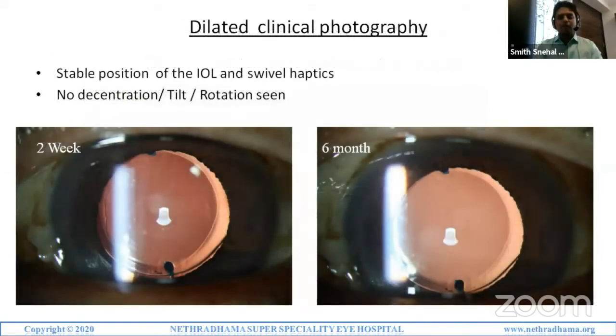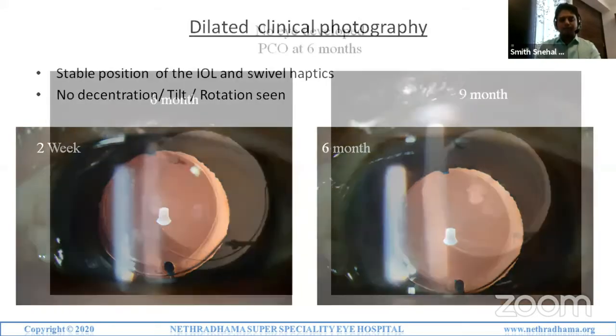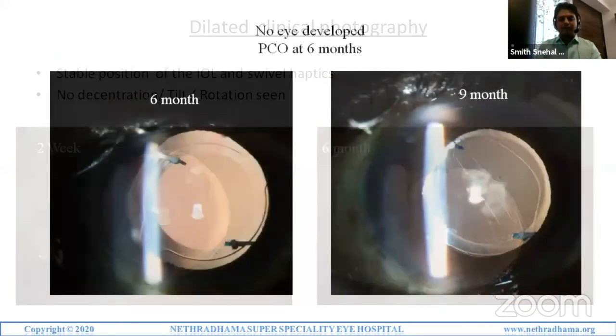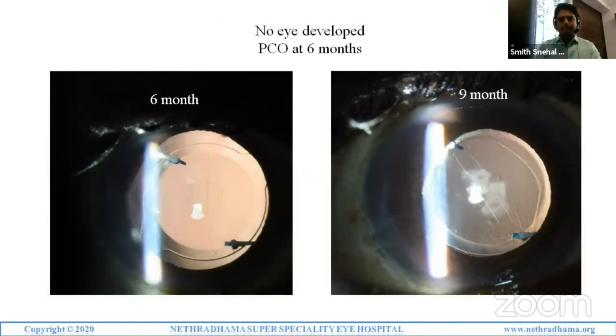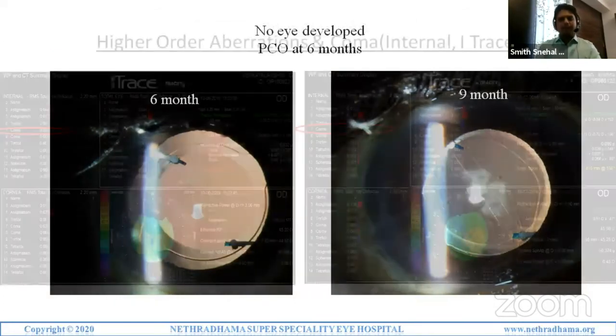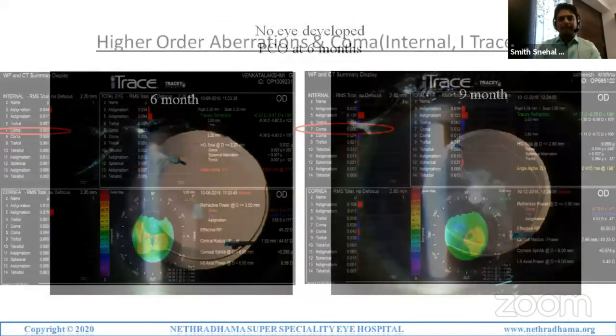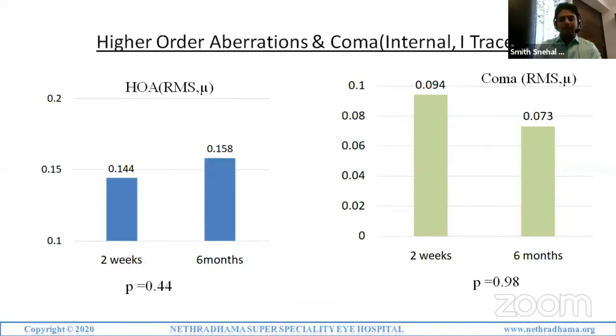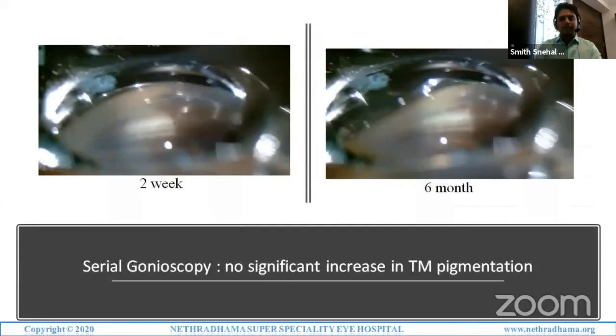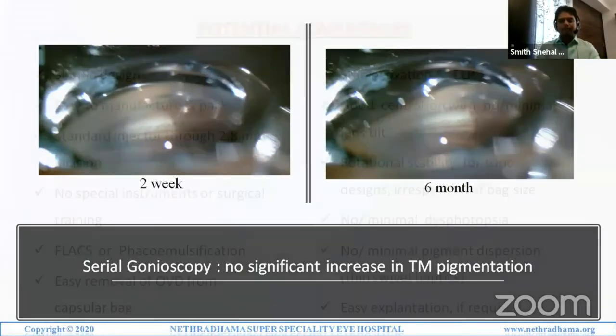Another advantage that the lens offers is a good rotational stability. On dilated clinical photography, we saw that the IOL with swivel haptics was stable in position and no decentration, tilt, or rotation was observed. No eye developed PCO at the last follow-up. The internal aberrations revealed that the lenses were stable and no tilt or decentration was seen. Serial gonioscopy demonstrated no significant increase in trabecular meshwork pigmentation at the end of 6 months follow-up.